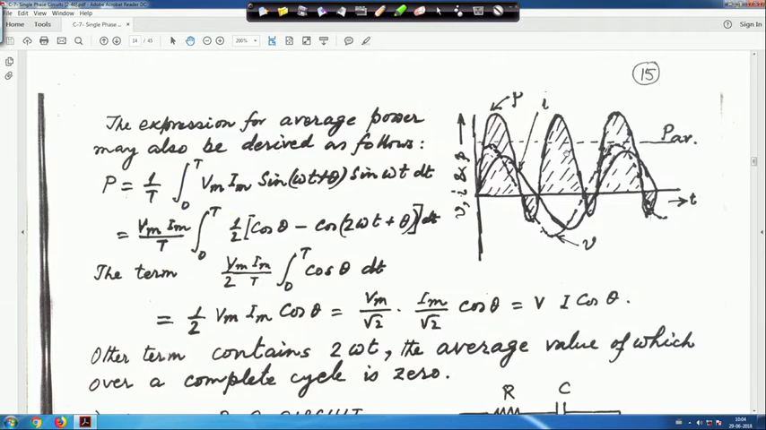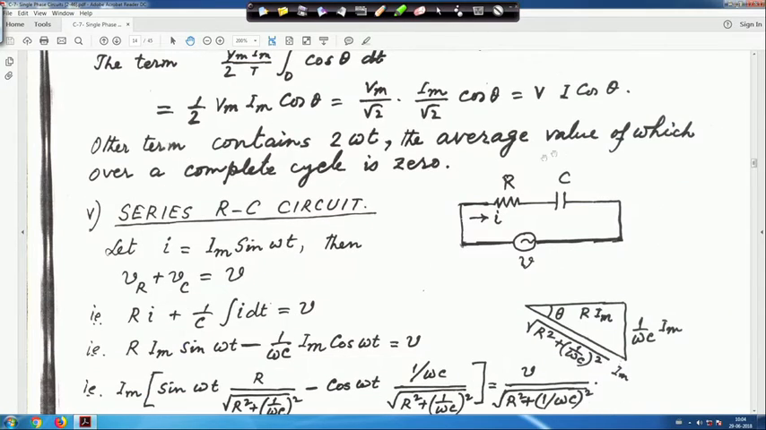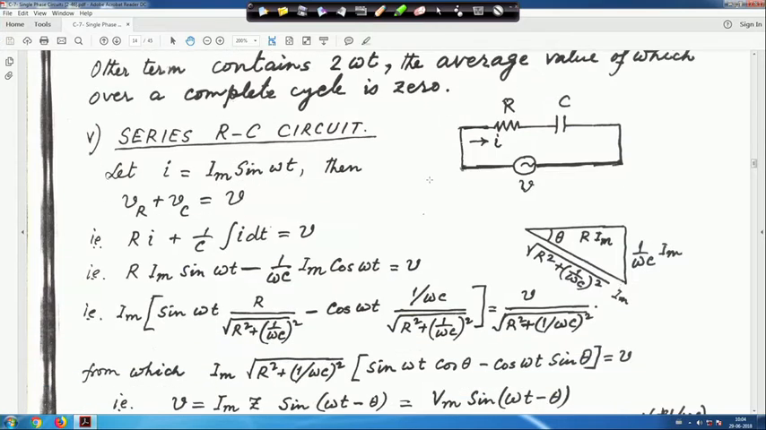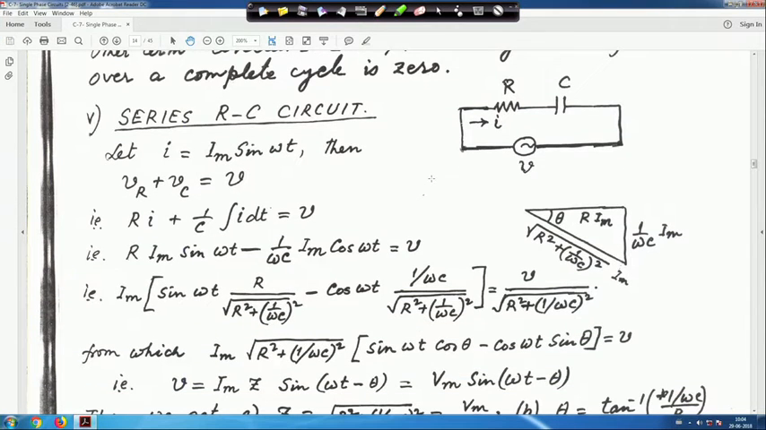So this is the idea. Next we will consider the series RC circuit. It is the same as your inductive circuit, but here it is C. In this case again we assume i is equal to Im sin omega t, and its instantaneous polarity. This current i is flowing like this in the series RC circuit.